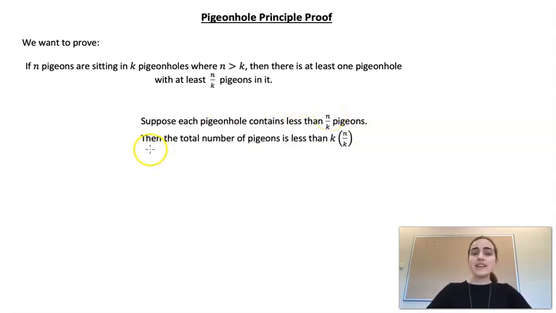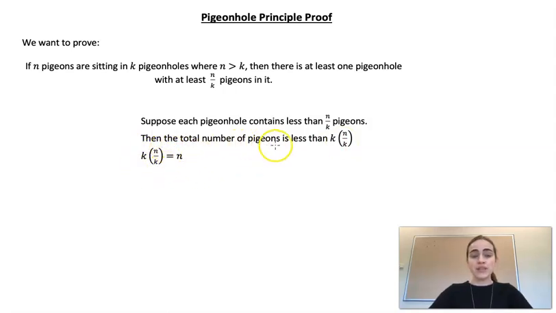What that means is that the total number of pigeons has to be less than k multiplied by n over k. That's the number of pigeonholes, k, multiplied by the maximum number of pigeons in each hole, n over k, because we said there had to be less than that. So the total number of pigeons has to be less than this number. If we simplify that, we can cancel out those k's and that just gives us n.